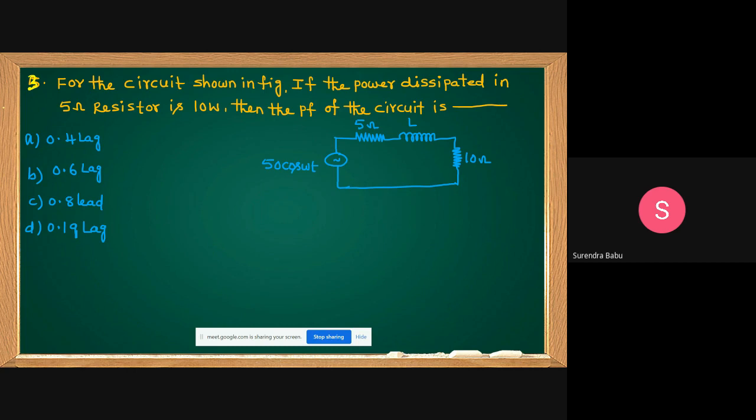It is an RL circuit. That's why the power factor is lagging. That's why option C is not the correct answer, because it's an RL circuit, it is always lagging.